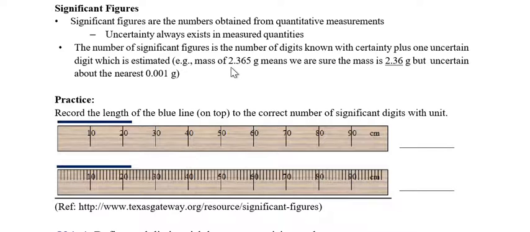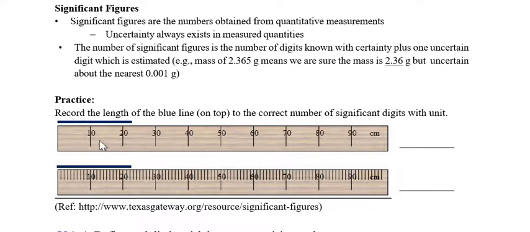So if I have a mass of 2.365 grams, what that means is that if I report that number, then I am absolutely sure that this mass is 2.36 grams, but I'm not really positive about whether it is 2.361, 2.362, 2.363, or whatever. And so I'm going to have to use my eye to give my best guess about that last digit right there.